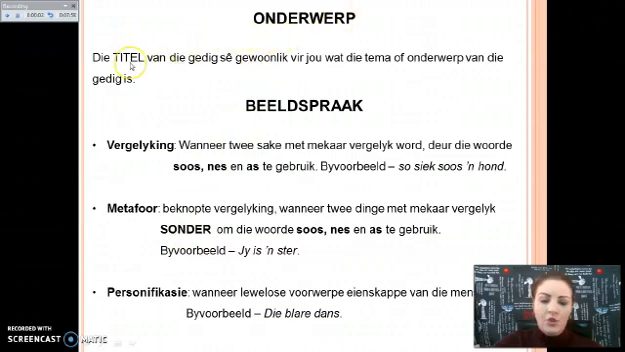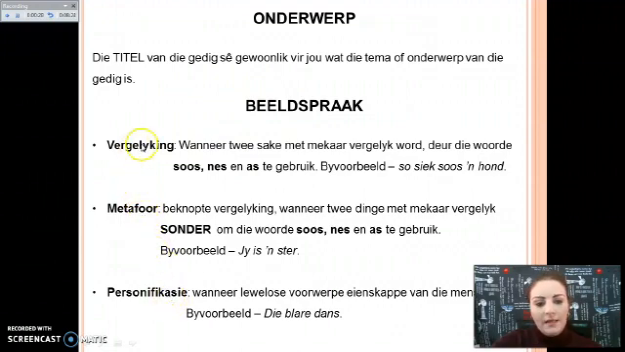The onderwerp is usually when you have a look at the title. Not the rest of the poem, just look at the title and think to yourself, why this title? What is this poet trying to tell me by using this title? Beeldspraak is when you have a look at vergelykings, metafore en personifikasie.